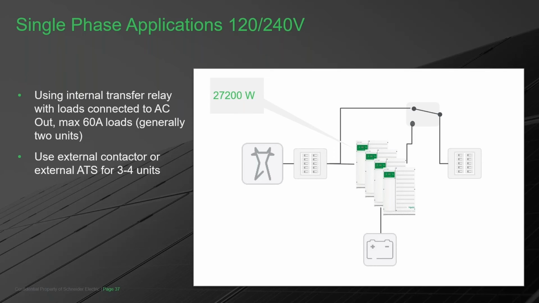Okay, with the 4 units, you are making a 27.2K system with the overload capability of 34K. And the only thing that this transfer switch is doing is bypassing the internal relay of the inverter, so that we don't have to be limited by the 60 amps capability of that relay.